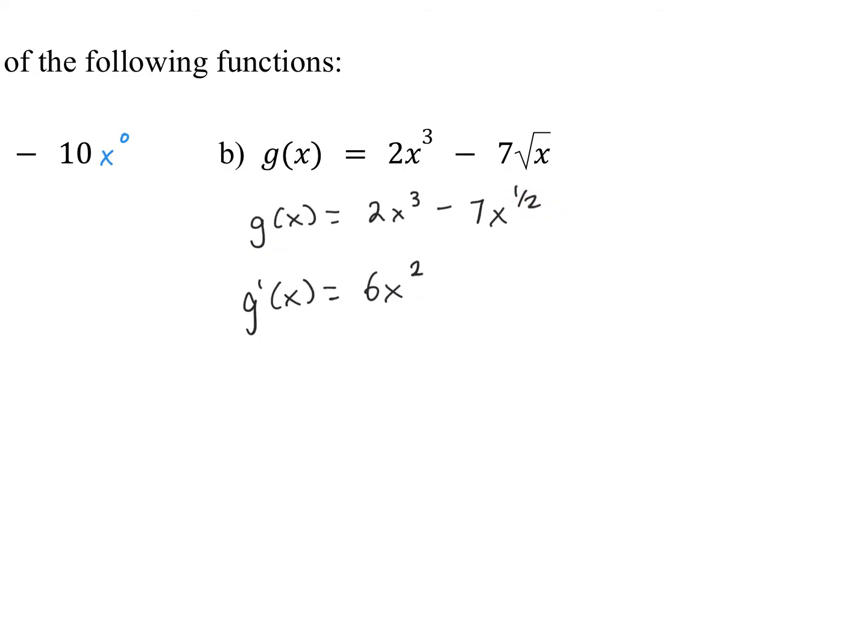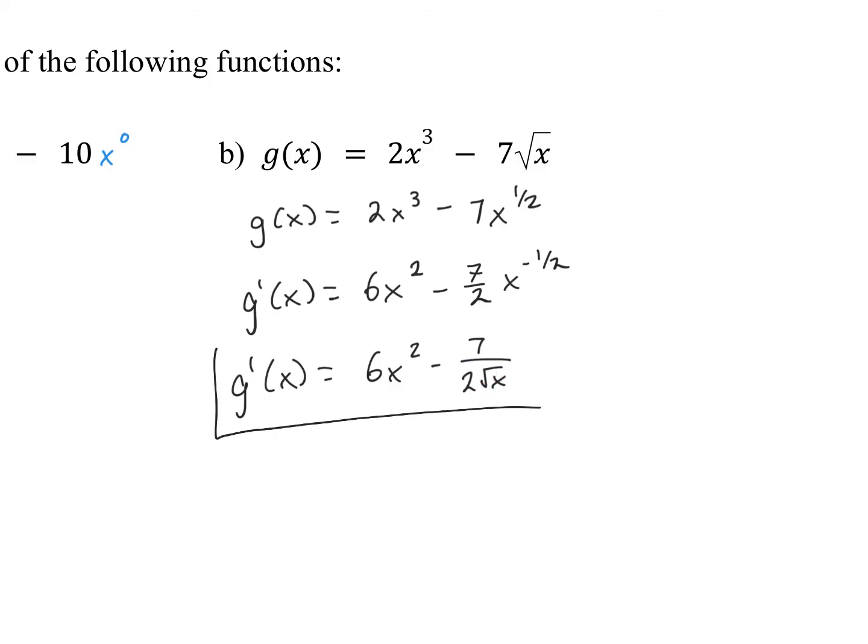And then we multiply the 1/2 to the negative 7. So negative 7 halves. And our exponent still decreases by 1, so it becomes x to the negative 1/2. And then typically we don't leave our final answer with negative exponents, so we can just simply rewrite this as 7 over 2 times the square root of x, or 7 over 2 times x to the 1/2. Either way is fine, and that's our derivative.